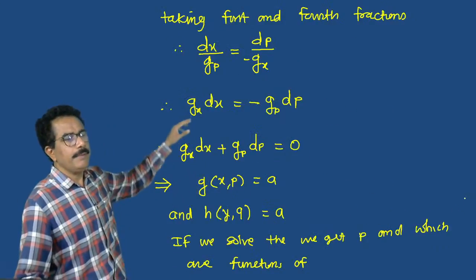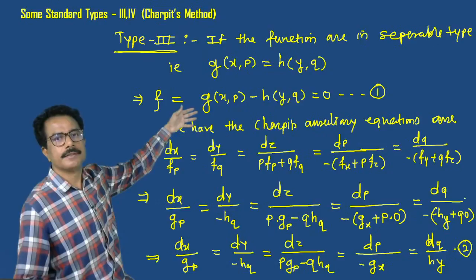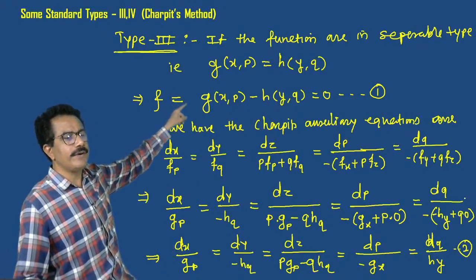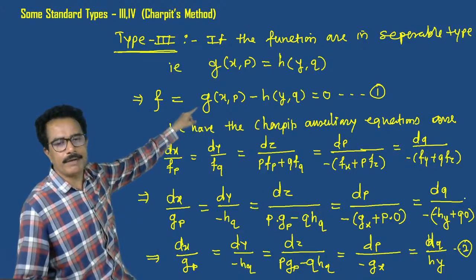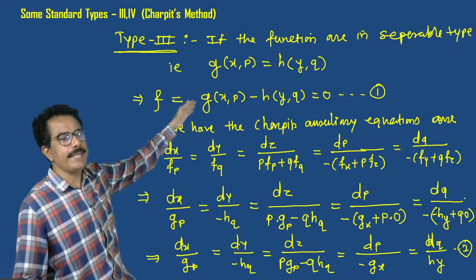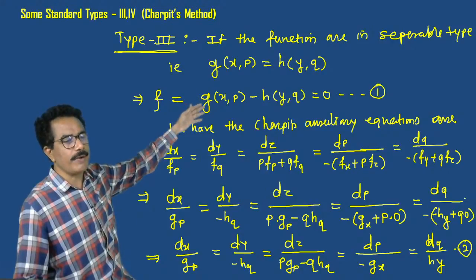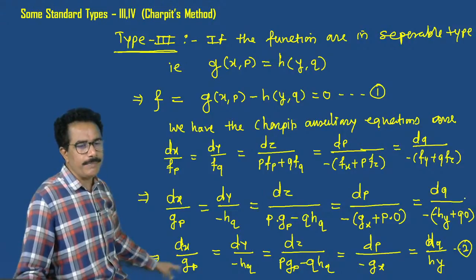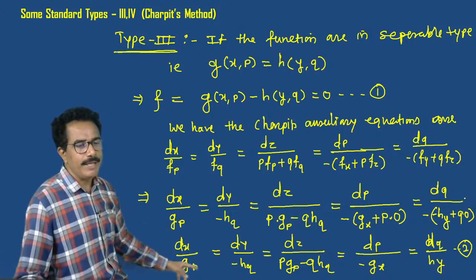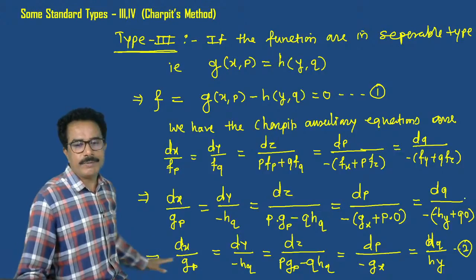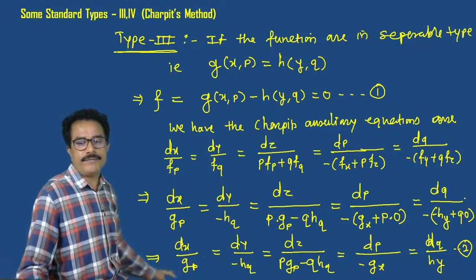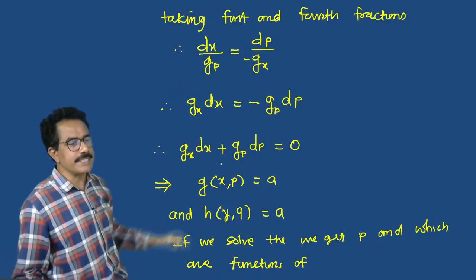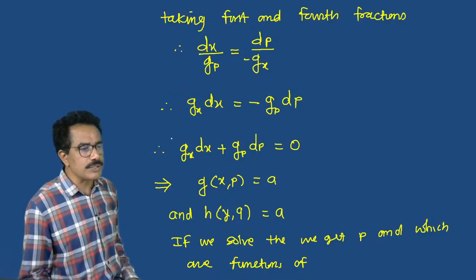So let me say it once again. If a function is in the separable variable form g of x comma p which is equals to h of y comma q, then we will write this Charpit's equation dx upon gp which is equals to dy upon minus gx. This will be the Charpit's equation. So we shall take the first and fourth, then we will get this relation, and this gives a solution.